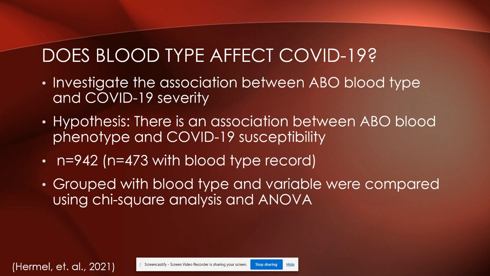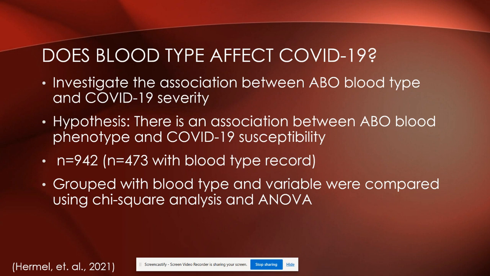So, this one study investigated the association between ABO blood type and COVID-19 severity. They measured severity based off of ICU admission, the need for intubation, length of hospitalization, and death. That's what they determined as severe COVID or non-severe COVID. They hypothesized that there was an association between ABO blood phenotype and COVID-19 susceptibility and severity.